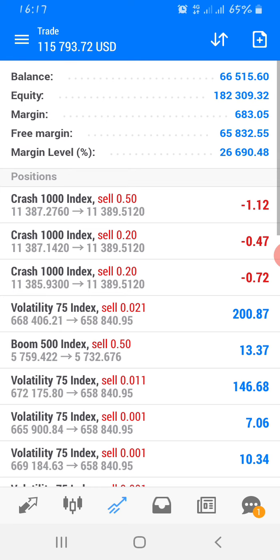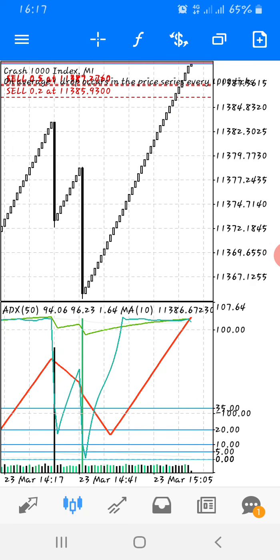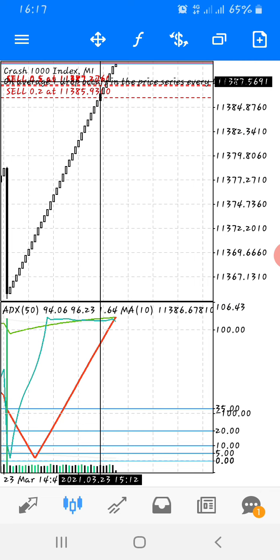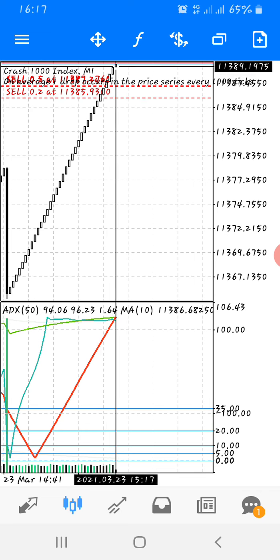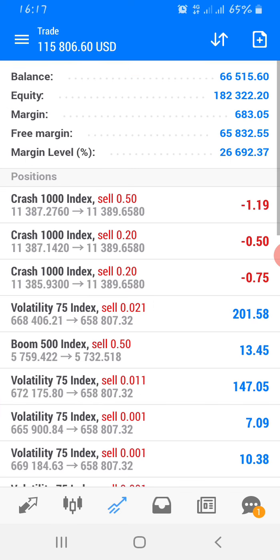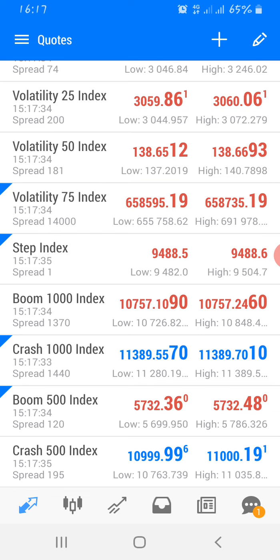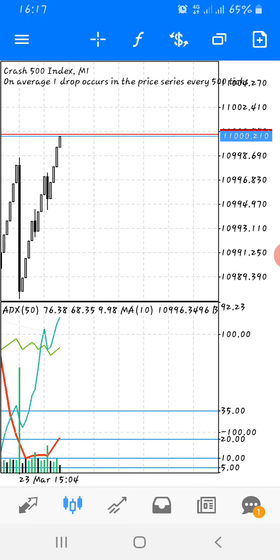For crash 1000, like I told you before, I don't leave my trade for more than 8 candles. So 8 candles, I normally stop loss if it doesn't spike. Let's check crash 500.